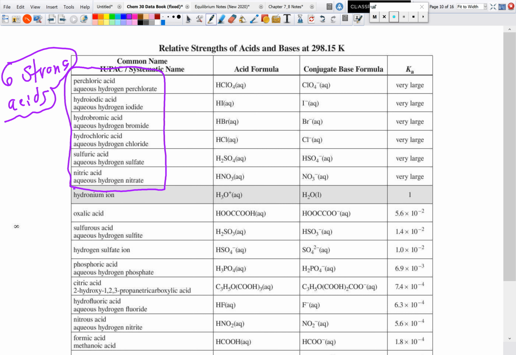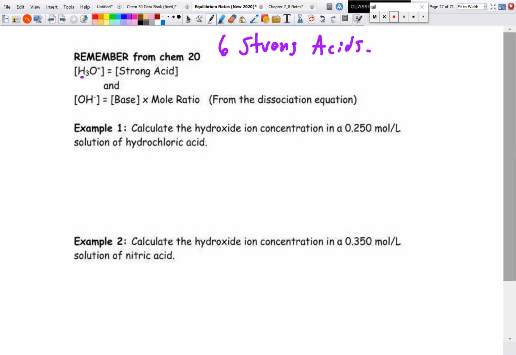So what that means is that if you're given any of these, so perchloric acid, hydroiodic acid, hydrobromic, hydrochloric, or nitric, sulfuric is going to be a little different. So we're going to avoid sulfuric acid. Actually, Chem 20 avoids sulfuric acid. Chem 30 avoids sulfuric acid altogether, because it is a little more challenging to deal with. But for the most part, we have 5 out of the 6. As long as you have the concentration of the acid, that is going to be the hydronium concentration.